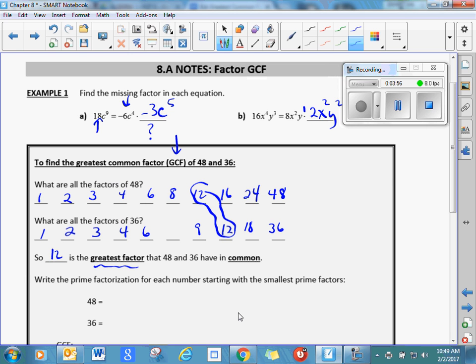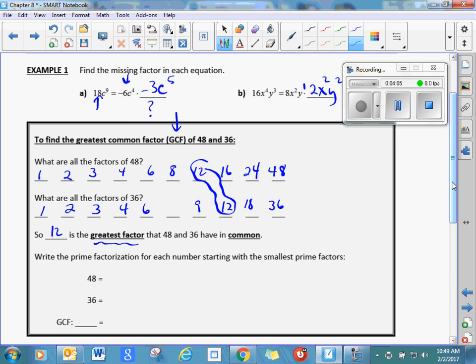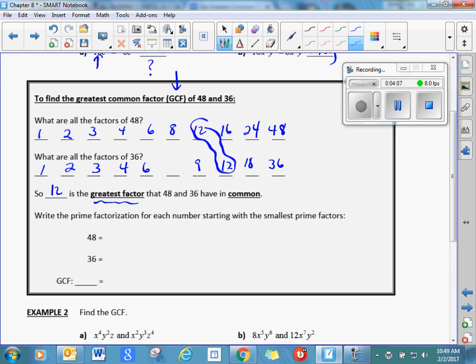So this is probably how you did the GCF in elementary school, which is all well and good when you're dealing with small numbers and you don't have any variables. The way that I taught it in 7th grade was to start with the prime factorization of each number. So let me remind you what a prime factorization looks like. For 48, you can start with 12 times 4 or 2 times 24 or 6 times 8. It doesn't matter, but you're going to continue to break your factors down until you are left with nothing but prime numbers.